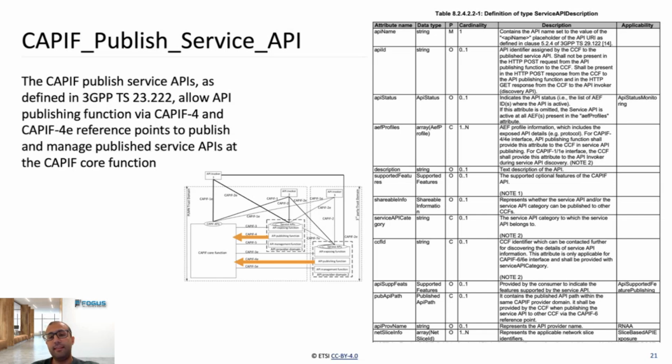Here on the right-hand side, you can see the information that the API provider has to give to the CAPIF in order to publish the API. A small notice, you can also see that there is no mention about the body structure. As we said before, the API provider gives only some connectivity information, mainly.